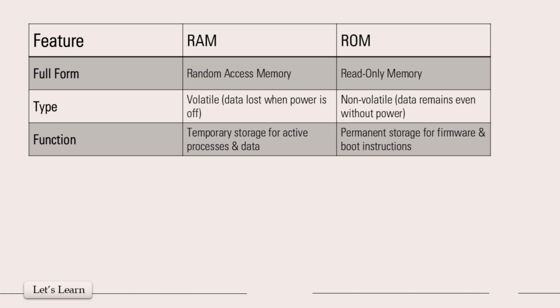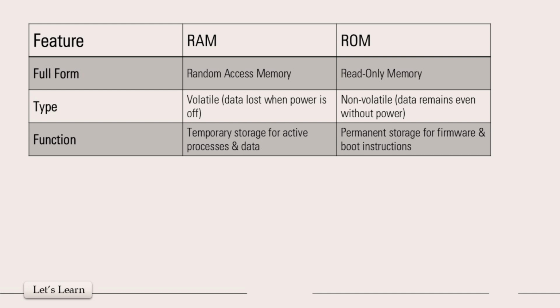RAM is used as temporary storage for data and applications that are currently in use. It allows the CPU to access information quickly, making it essential for system performance. RAM helps in multitasking, allowing users to run multiple applications smoothly.